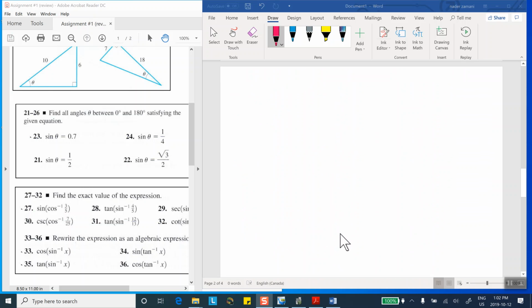Okay, let's do the next one. This is 31. We have tan of sine inverse of 12 over 13. Solution 1, call this thing u.